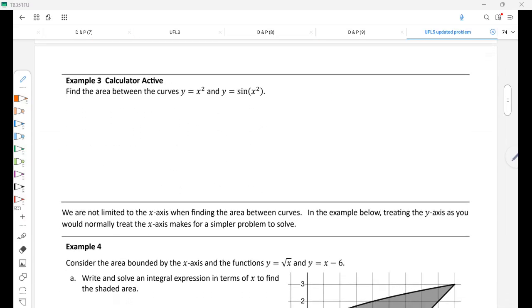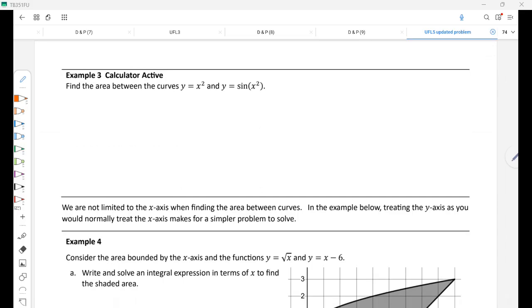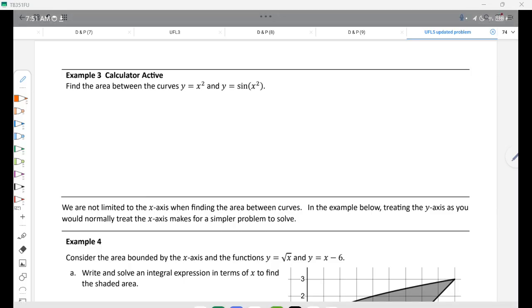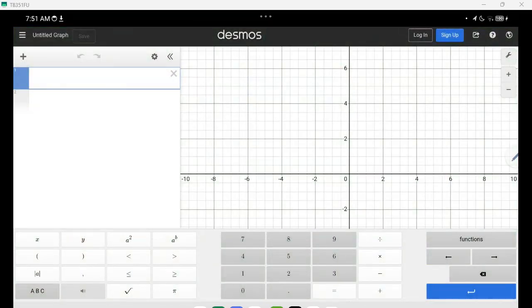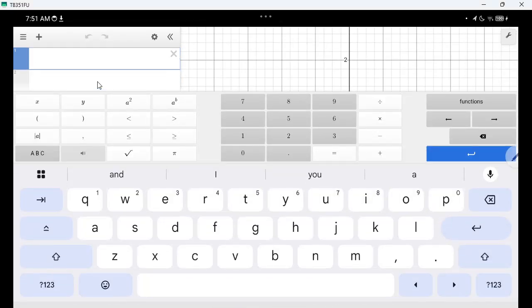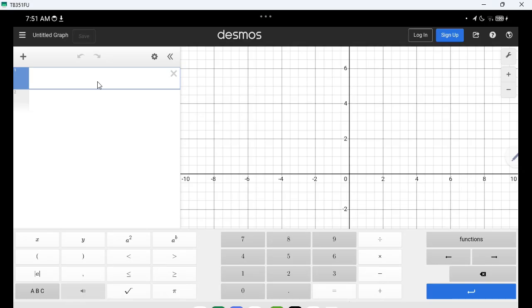Hey, calculator active. And feel free to pop your Chromebook out and play along. Sometimes it works and sometimes it doesn't. It's weird.